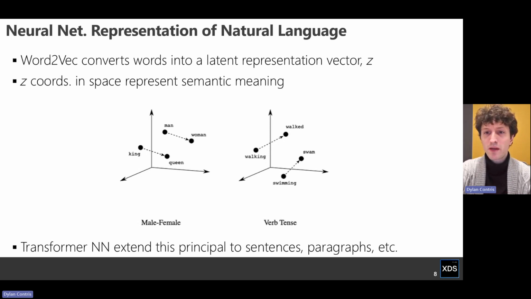Similarly, if we plot the words walking, walked, swimming, and swam, we observe similar patterns, where we travel a similar distance and direction to get from walking to walked as for swimming to swam, demonstrating the model's representation of verb tense in the space. Transformer neural networks have extended this principle from single word representation to the representation of sentences, paragraphs, and even entire documents.